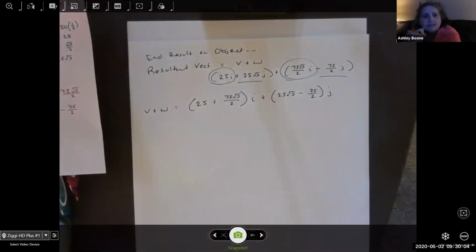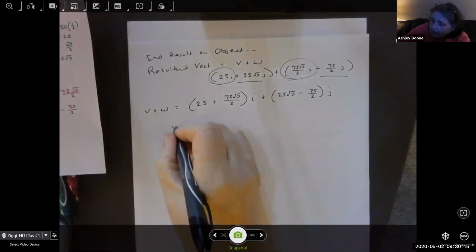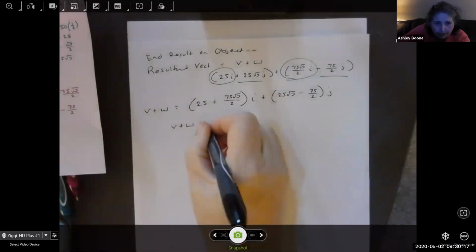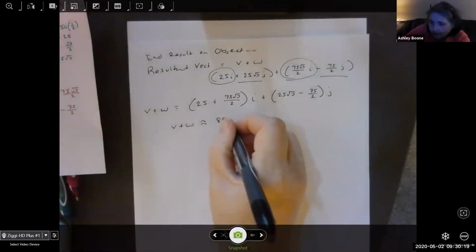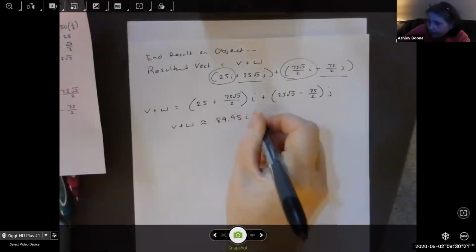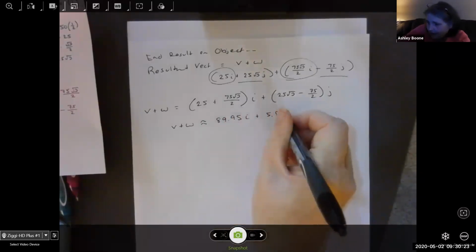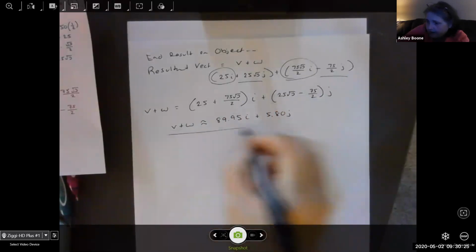And it all depends on what you want in the end, if you want an exact form or an approximate form. We usually do approximate. Let me go to the 100th here. So that means V plus W is approximately 89.95i plus 5.80j. This is the result.